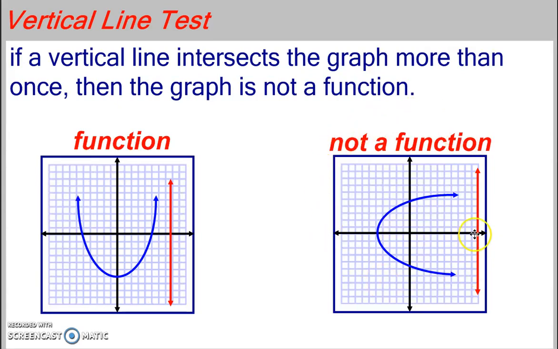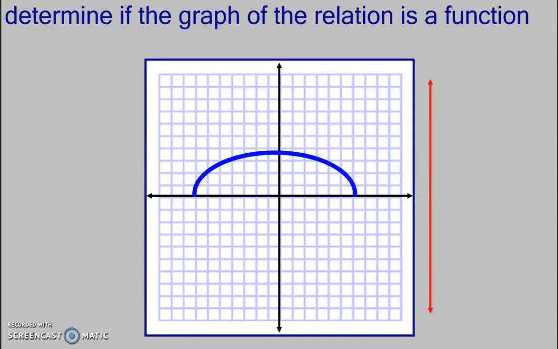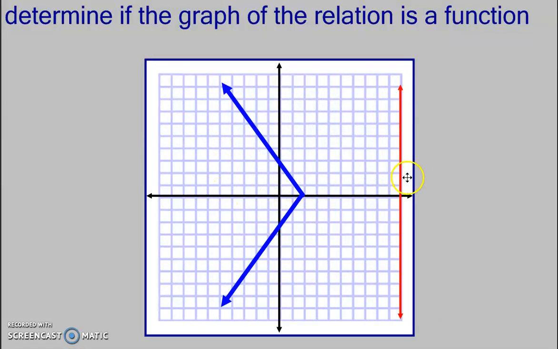If I go to this one over here, I take my vertical line, and I notice right there, it's touching up here as well as down here. The vertical line touches twice. So if I look at this one, take my vertical line, move it across, notice it only ever touches in one point. This is a function. Test this one. Oh, suddenly it's touching in 2 places. So notice we're touching up there and down here. This is not a function.